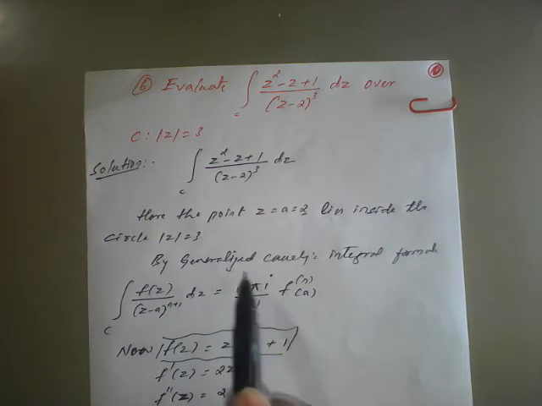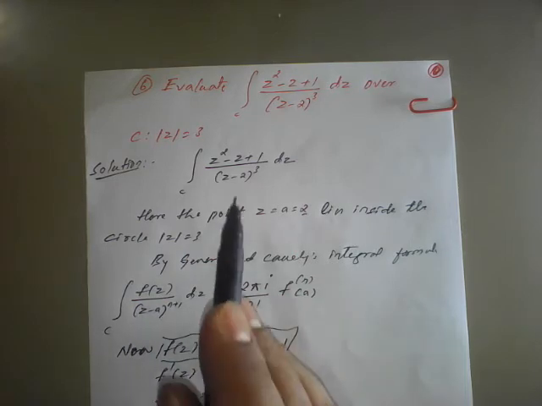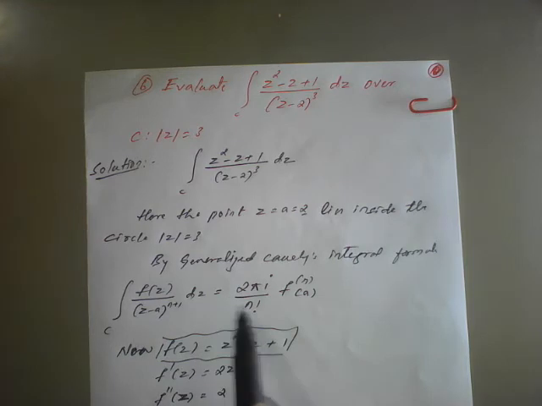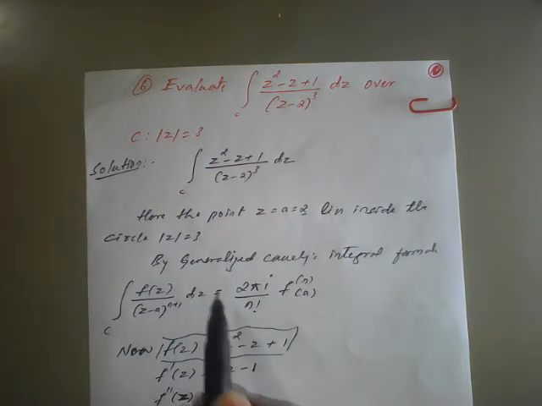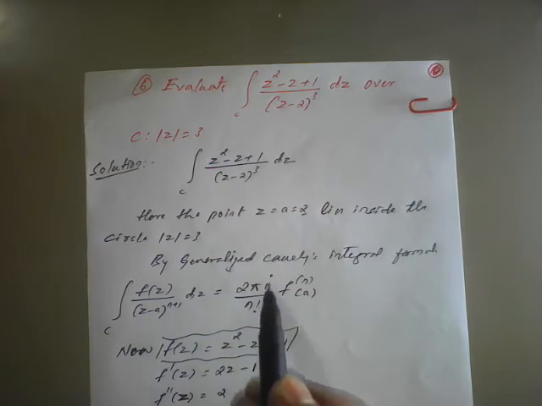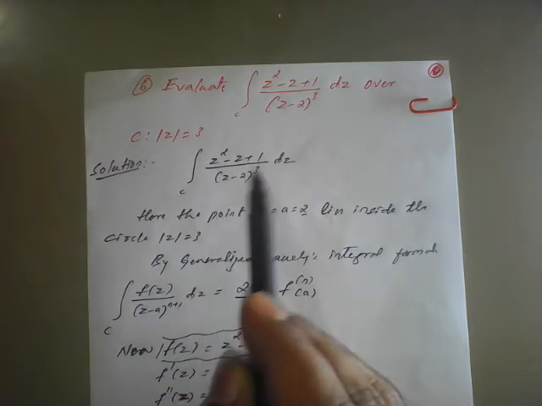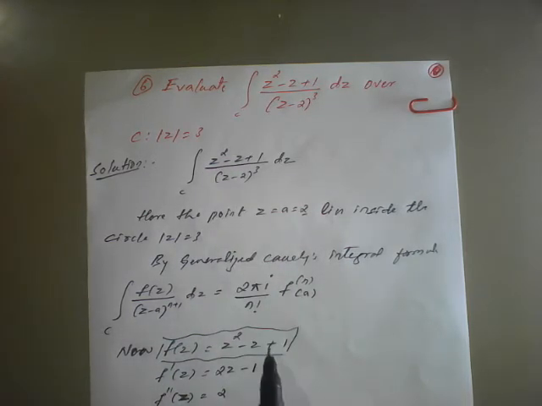So by the generalized Cauchy's integral formula, integration of f of z upon z minus a raised to n plus 1 dz, I have rearranged how we require for the problem. You just refer to the given main generalized formula, rearrange, and you will get it in this form: integration of f of z upon z minus a raised to n plus 1 into dz is equal to 2 pi i upon n factorial times f raised to n of a. Here the numerator part is nothing but f of z.